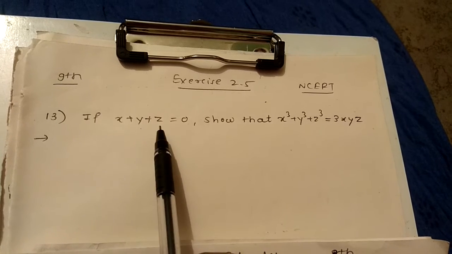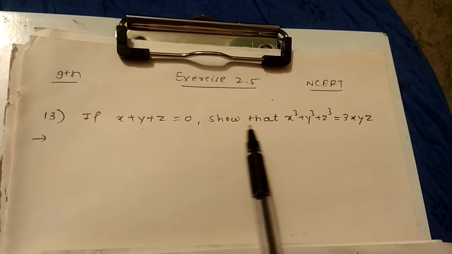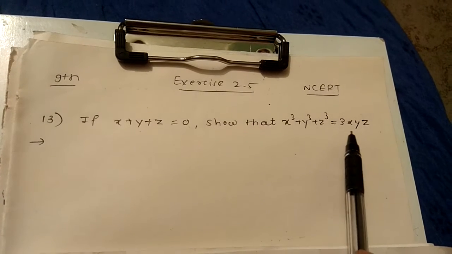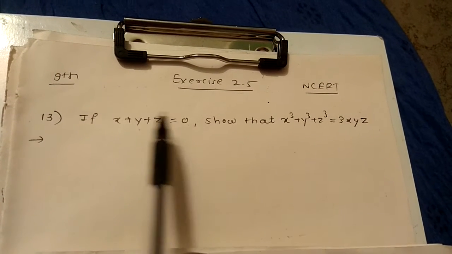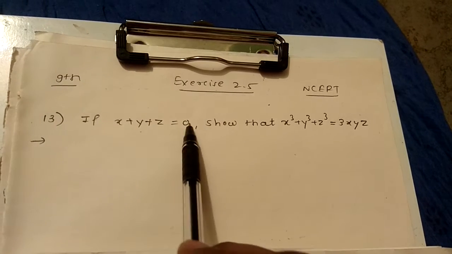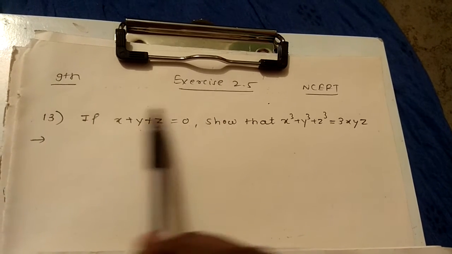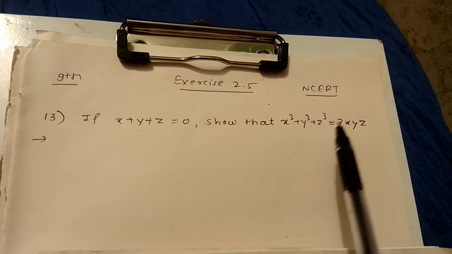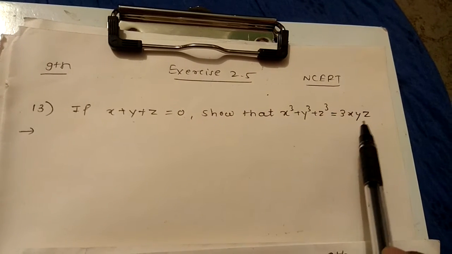If x plus y plus z equals 0, show that x cube plus y cube plus z cube equals 3xyz. And remember here, if it is equal to 0, it means it is assumed that x plus y plus z equals 0. You have to prove or show that x cube plus y cube plus z cube equals 3xyz.